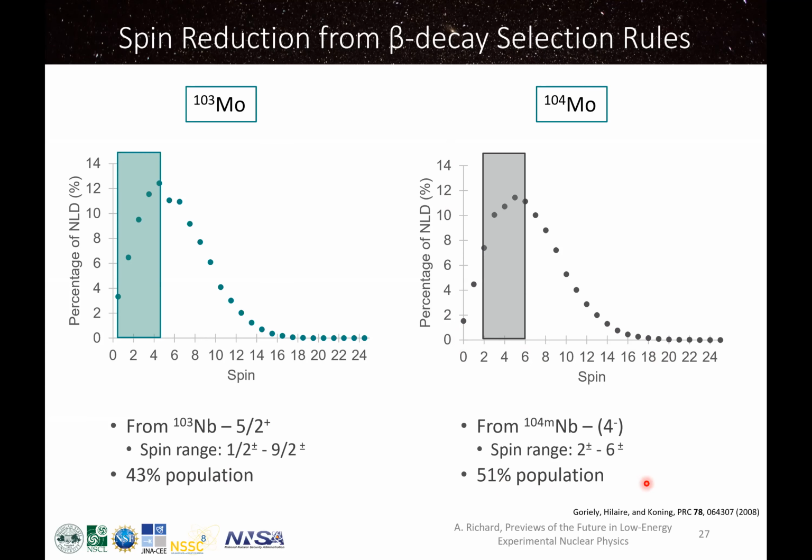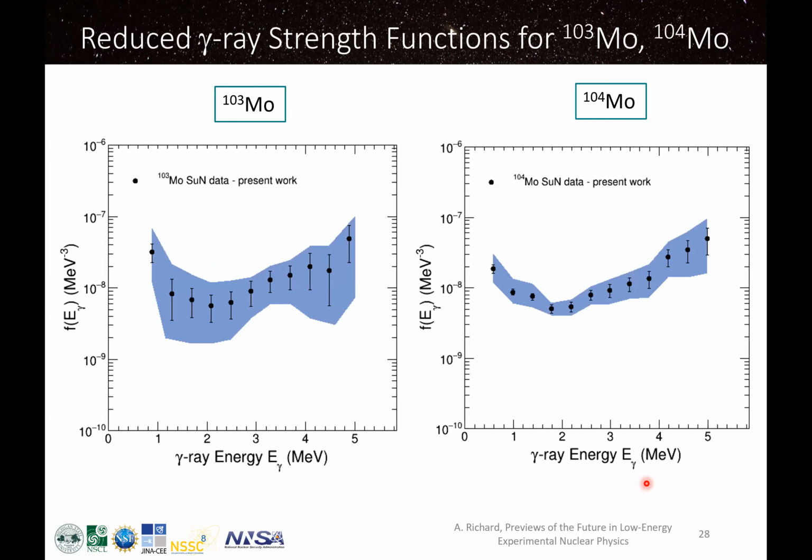So we reduce our level density to account for the spin population, and then we can extract our gamma ray strength functions. So these are the gamma ray strengths: gamma ray strength versus gamma ray energy for molybdenum 103 and 104. These have the very characteristic gamma ray strength function shape. The third normalization point that I'm not showing here is that we extrapolate the tail of the giant dipole resonance, which is at much higher energies. This allows us to fix the overall magnitude of where this should lie along the y-axis. And so these are the two gamma ray strength functions for molybdenum 103 and 104.